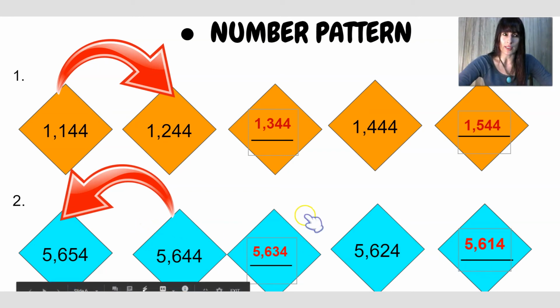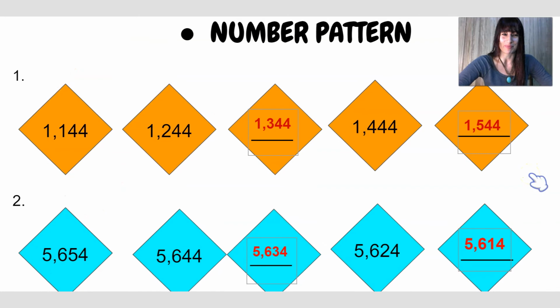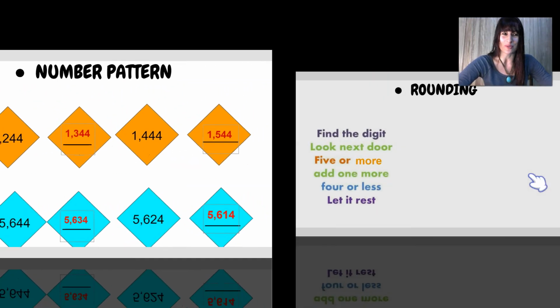So after you're done with your exercise, don't just move on to the next one. Double check your work. Read those numbers to yourself out loud, hear it, and see if it sounds good to you. And then you can submit it. Alrighty, I think we're ready to go to rounding.